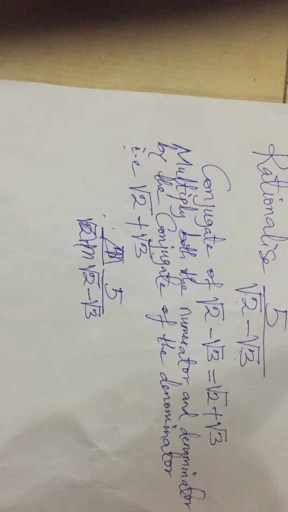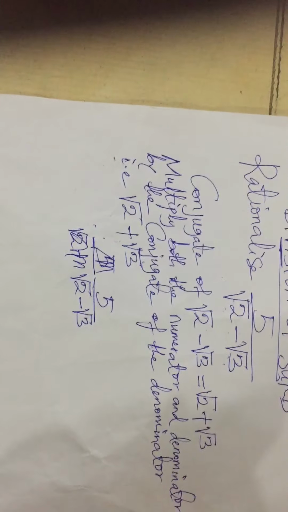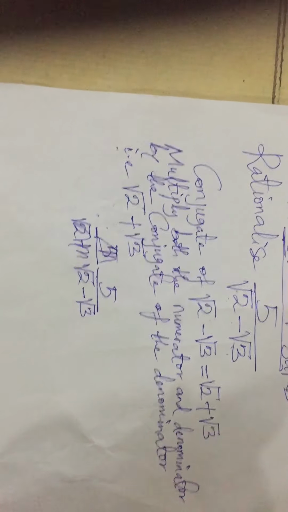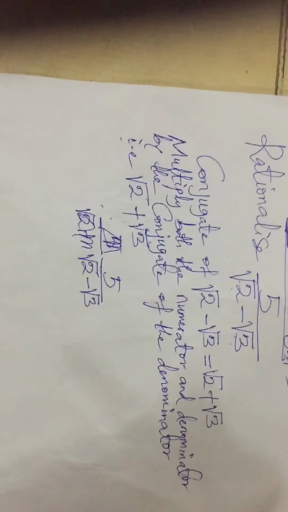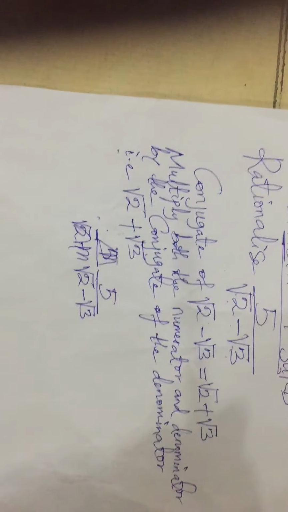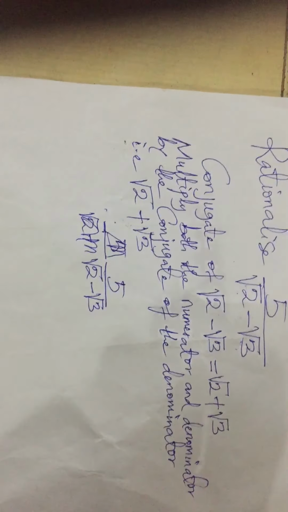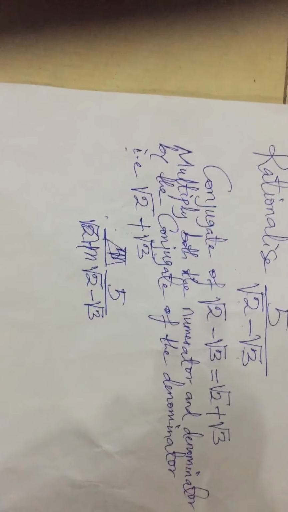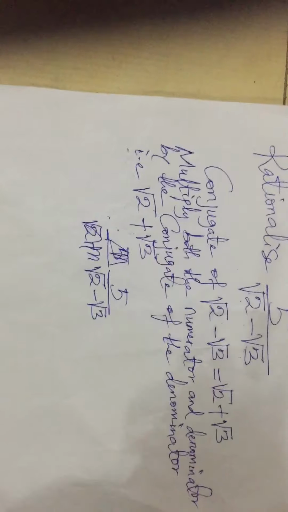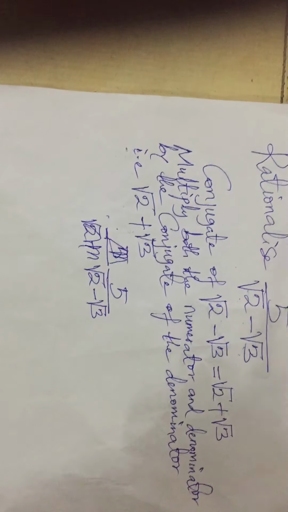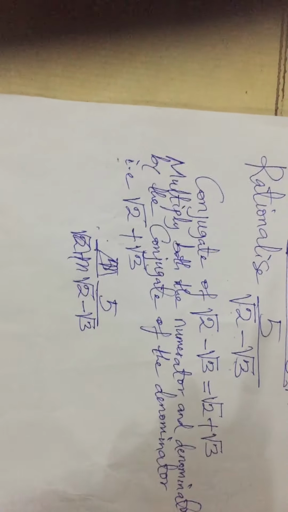Now, for me to rationalize 5 over root 2 minus root 3, the first thing I'm expected to do is to find the conjugate of root 2 minus root 3, which has been written already there. For example, if we have x plus y and we find the conjugate of it, it's going to give us x minus y. The conjugate of 1 plus 5 will give 1 minus 5, and so on and so forth.